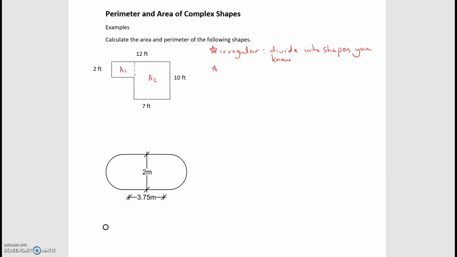Next, we want to check to see that, as usual, all units are the same. And so now if we take a look at the dimensions along the outside, they're all in feet, so we can begin the question when we're ready. We don't have to do any conversions. Lastly, we want to make sure that we fill in any missing dimensions.